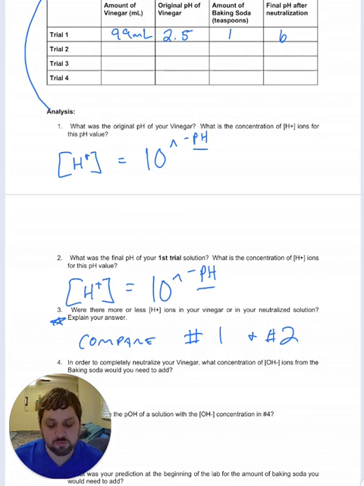Okay? Number 4 is a little bit of a deeper question, and again, I want to look at an image so that we can understand what's going on here. So first off, let's read the question. In order to completely neutralize your vinegar, what concentration of hydroxide ions from the baking soda would you need to add?